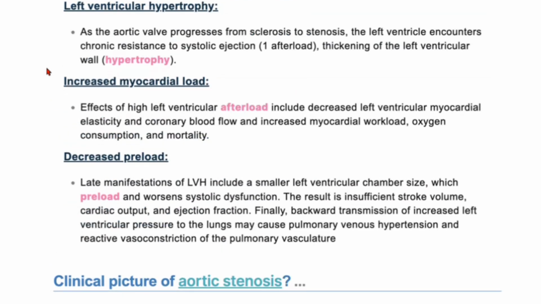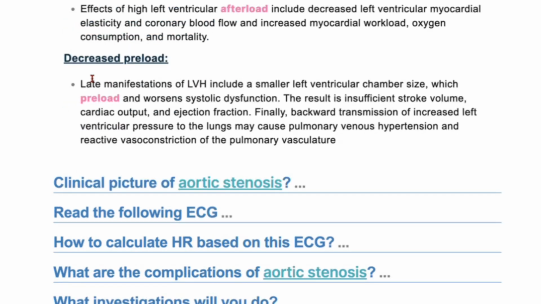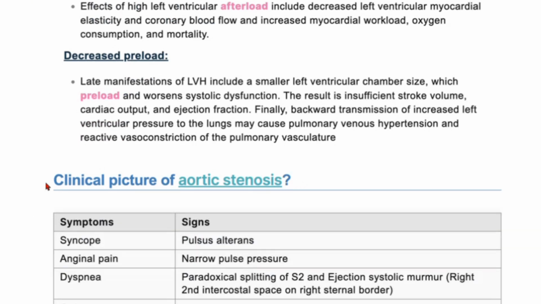That's really good. Clinical picture for aortic stenosis? The clinical picture for aortic stenosis is typically asymptomatic. However, you can get syncope, angina, and dyspnea. You can also get an ejection systolic murmur, and it can also cause arrhythmia, and right-hand-sided heart failure and left-hand-sided heart failure.